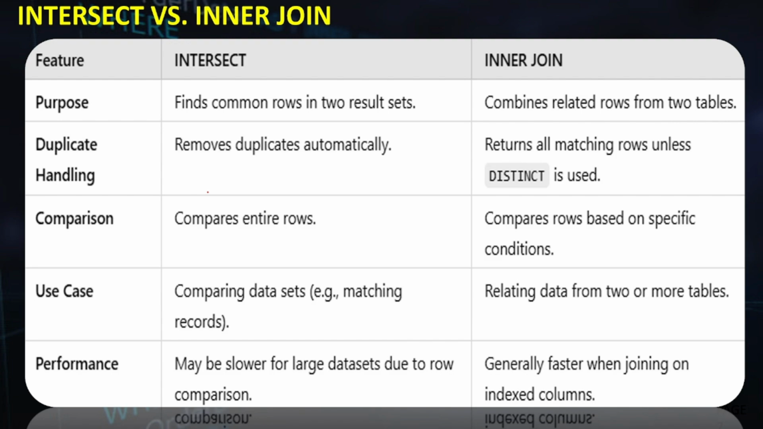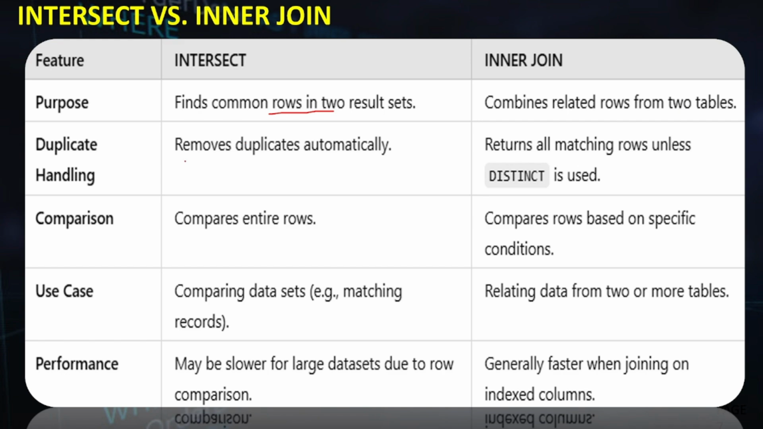Let's go and try to decipher the concept that I talked about, the difference between inner join and intersect, which is something everybody gets confused about. If I'm talking about the purpose, intersect finds the common rows. Inner join is again about common rows, but it combines the related rows from the two tables. So the objective is quite different here.